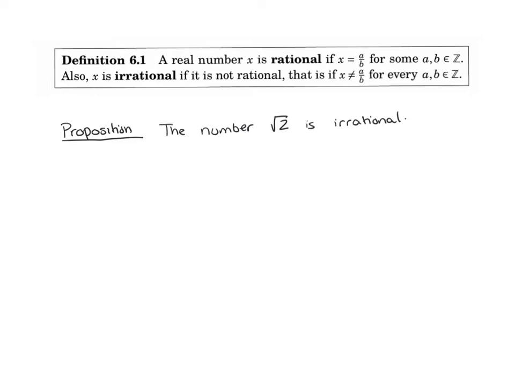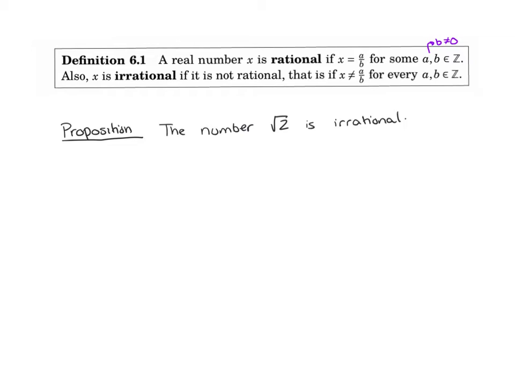So a real number x is rational if x can be written as a over b for some a and b in Z. And I always like to include that b can't equal 0, just so that when I'm going backwards, if I have some number written as a over b, I know that it's rational. I want to make sure I'm not saying that infinity or some undefined concept is rational. And then it's irrational if it's not rational, so that it can't be written as a over b for any a or b in Z.